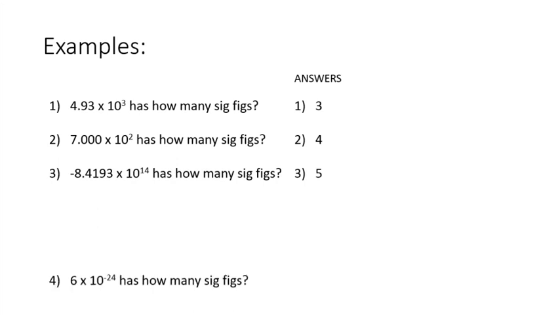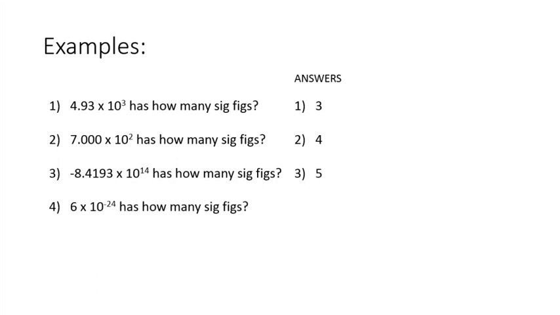How about number 4? 6 times 10 to the negative 24 has how many significant figures? There is only one of them. And lastly, number 5, 2.229 times 10 to the negative 8 has how many significant figures? There are 4. The 2, 2, 2, and 9. That was pretty easy, right?